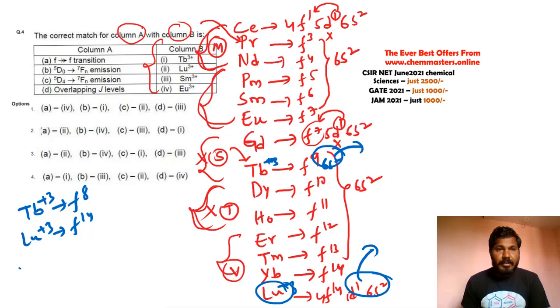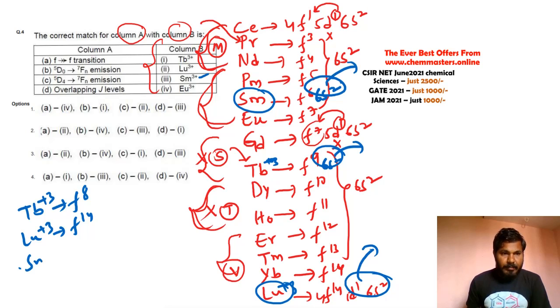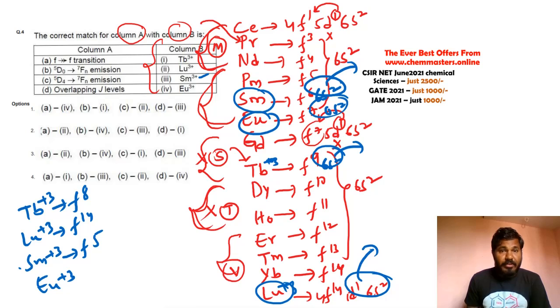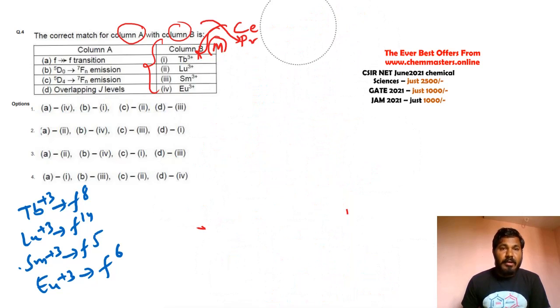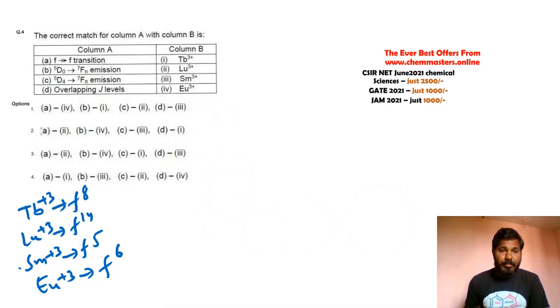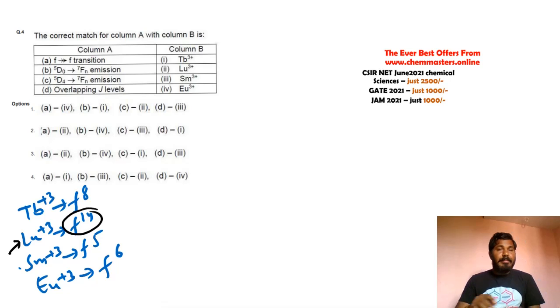Then the next case is samarium plus 3. Come here, f6 and 6s2. So 3 electrons are moved out. In that case, samarium plus 3 has 5 electrons in its f orbital. Then the next case, europium plus 3. Come here, where it is f7 6s2. So 3 electrons are moved out, and then we have f6. So these are the electronic configurations we use to check the matchings in column A and column B. Now just look at lutetium plus 3, where the f orbital is completely filled.